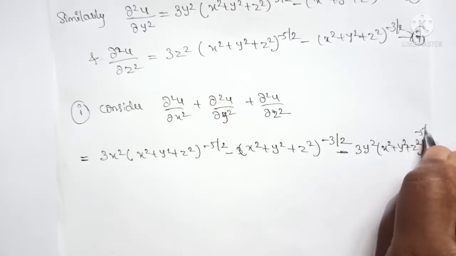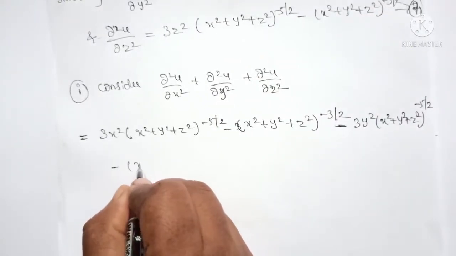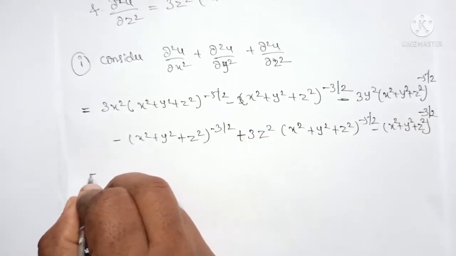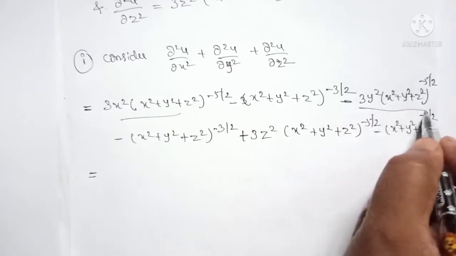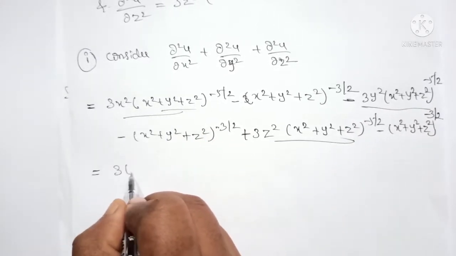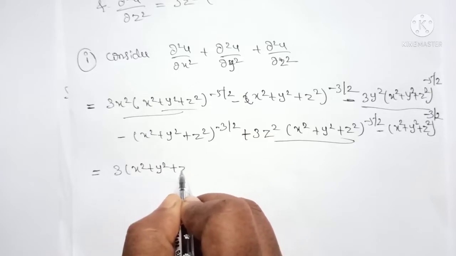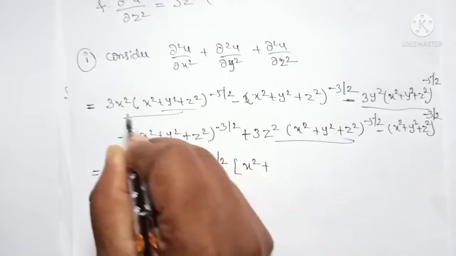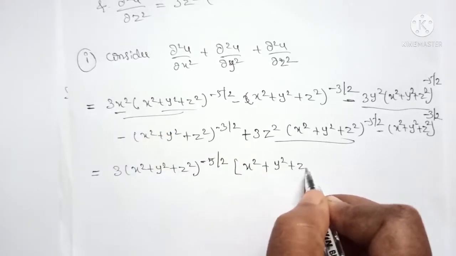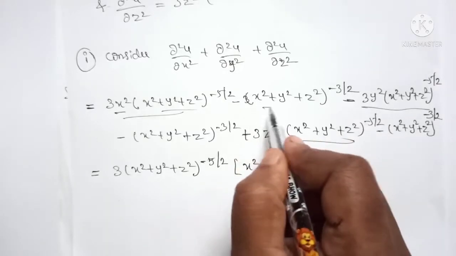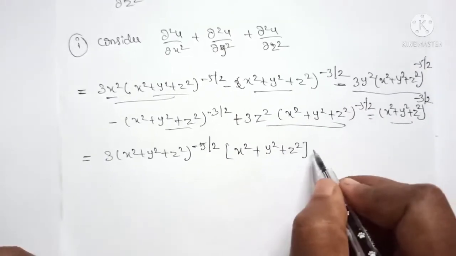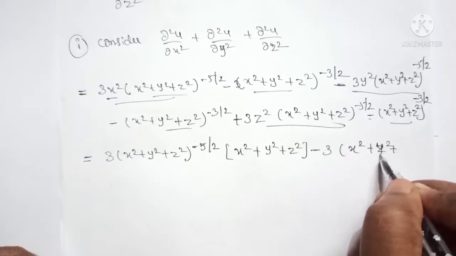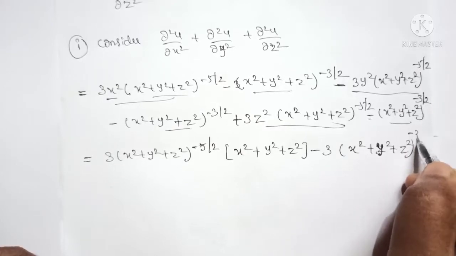We write this, we get it like this. Okay, so now in these three terms we get 3 and this bracket common, we get 3(x² + y² + z²) to the power minus 5 by 2, and taking (x² + y² + z²) outside, and adding these three, these are the same, we get minus 3(x² + y² + z²) to the power minus 3 by 2.